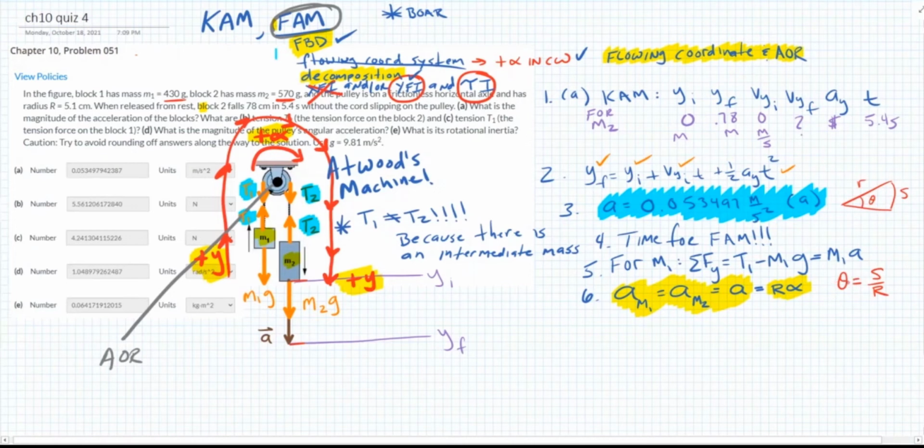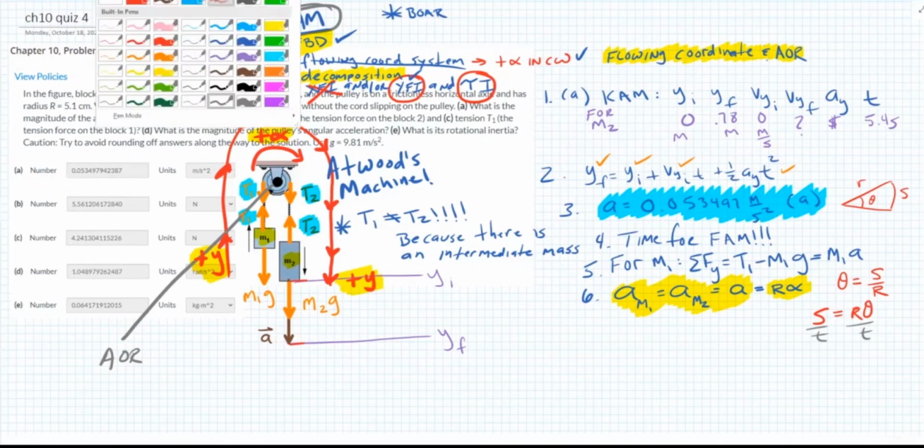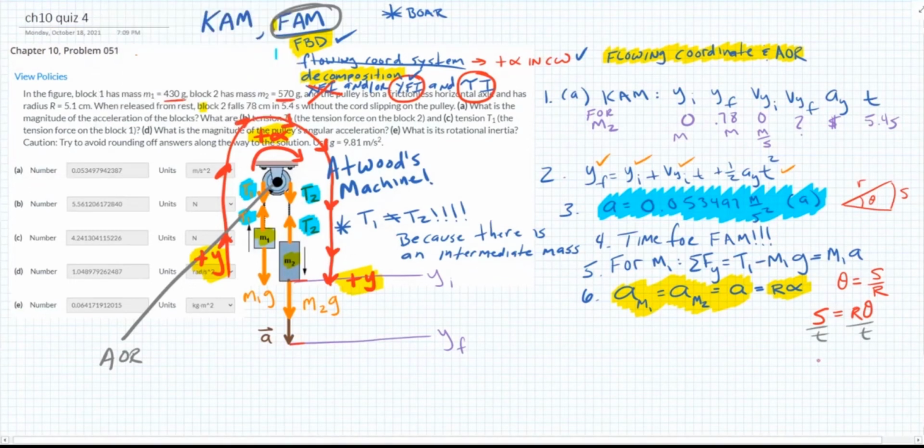I'm just going to rearrange it. If theta is S over R, then S equals R times theta. If I divide both sides by time, this is what I have now. I have another birth of a radian expression called V, because S is distance, and distance over time is velocity. R is constant, so that just stays out of the fray. Theta over time is omega. So this is birth of a radian expression number one.